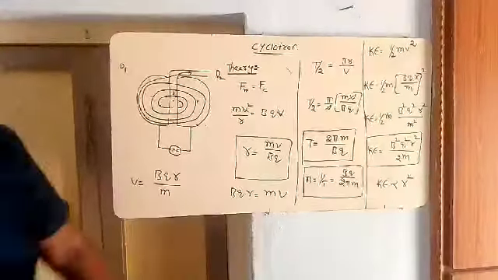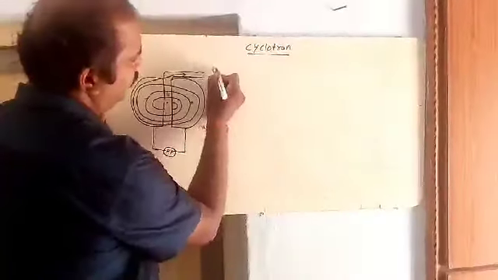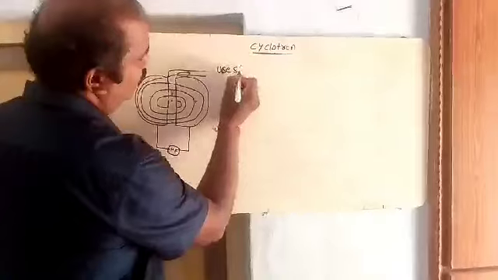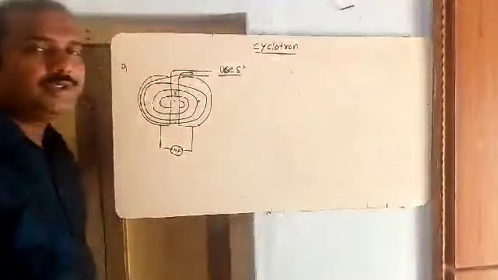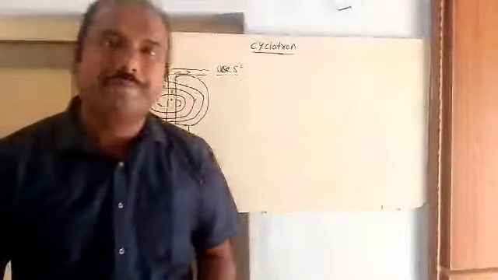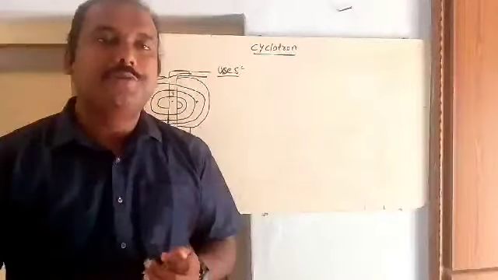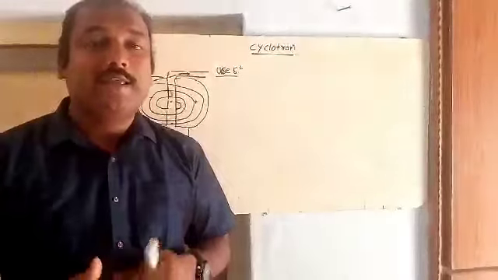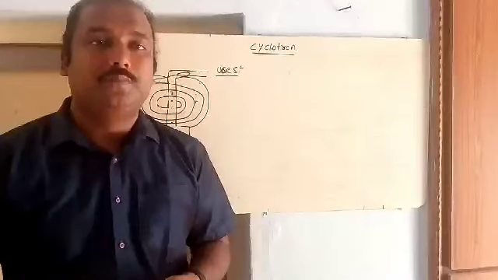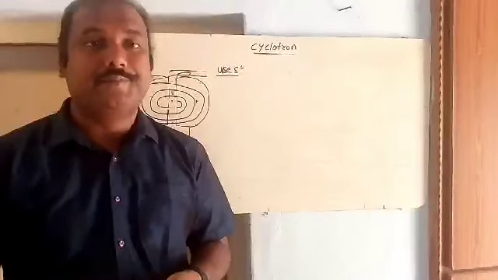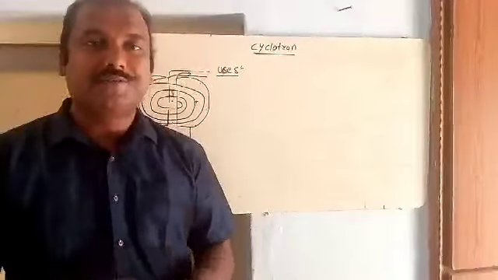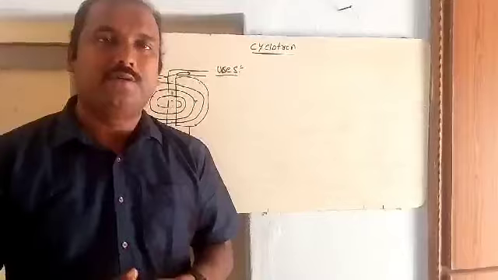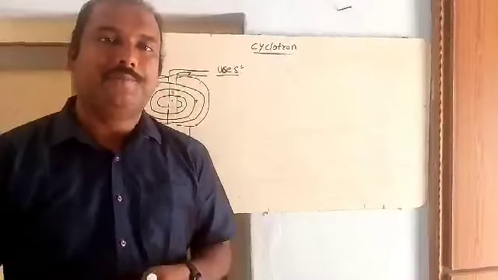What are the uses of the cyclotron? Cyclotron is used in nuclear reactions. Cyclotron is useful to produce radioactive materials. Cyclotron is used to synthesize the materials. So many applications are there. So the cyclotron is very useful.